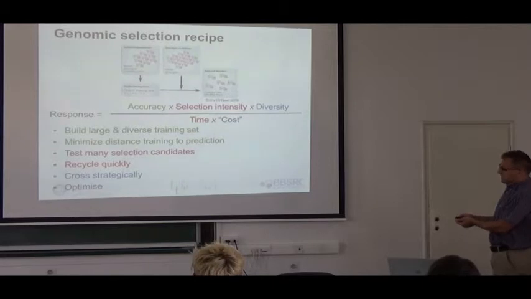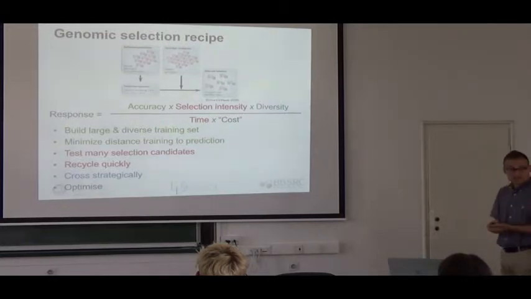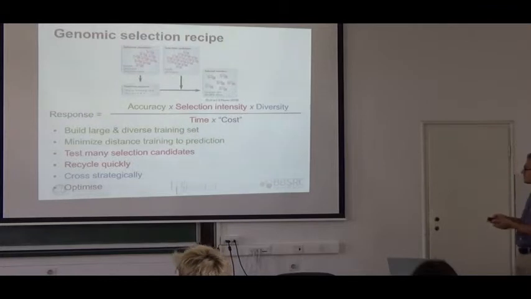Now, in order to maximize our response to genomic selection, we need to look at the accuracy, the selection intensity, and how much genetic diversity we have in our population. How long does it take to actually reach selection decisions? But we also need to look at how costly a particular type of selection decision is going to be. To maximize this response to selection, we can tweak all of these parameters in one way.